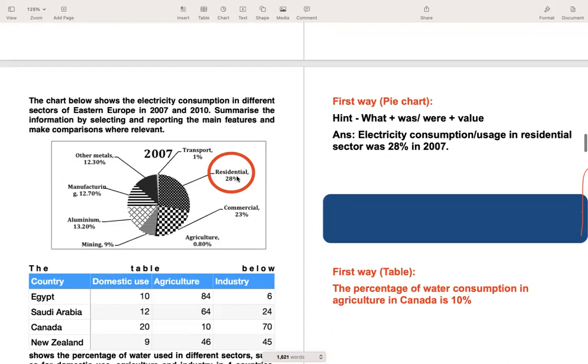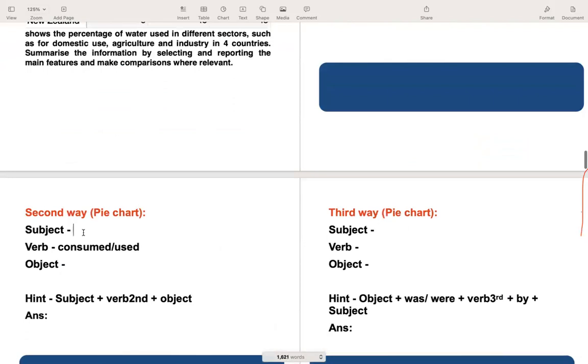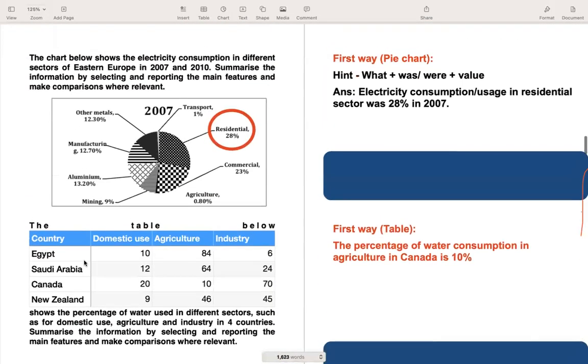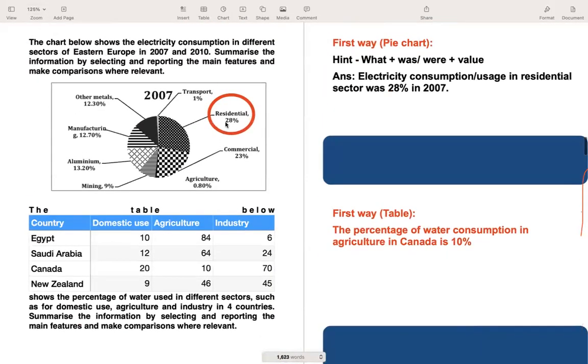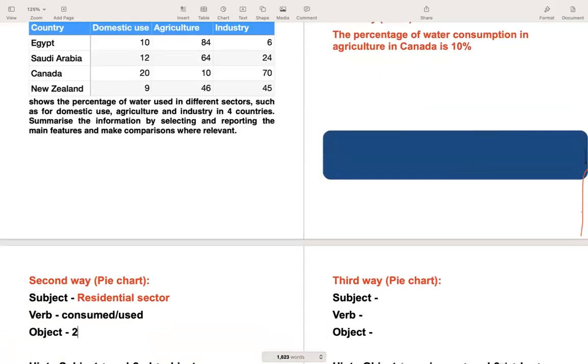Now tell me who's using this? 28%. Who's using this? Residential sector. Perfect. Residential sector, or homes. Homes are using. You can also call it homes. Residential sector is nothing but homes. And what are they using? Electricity. But not complete electricity. How much electricity? 28% of it.